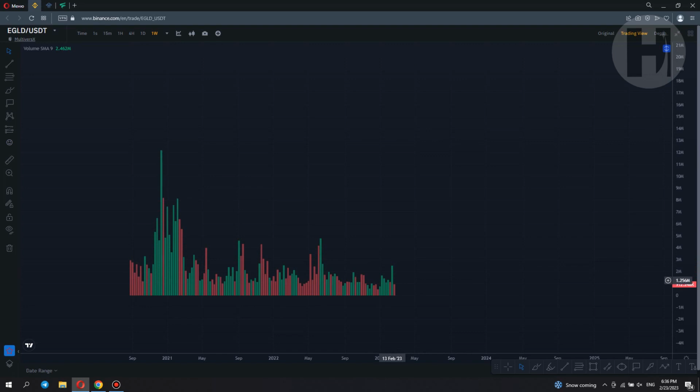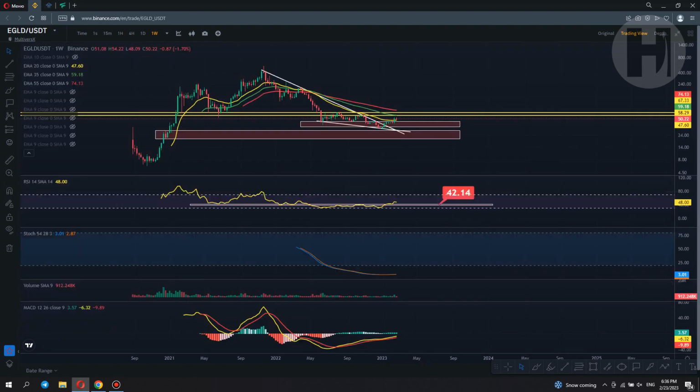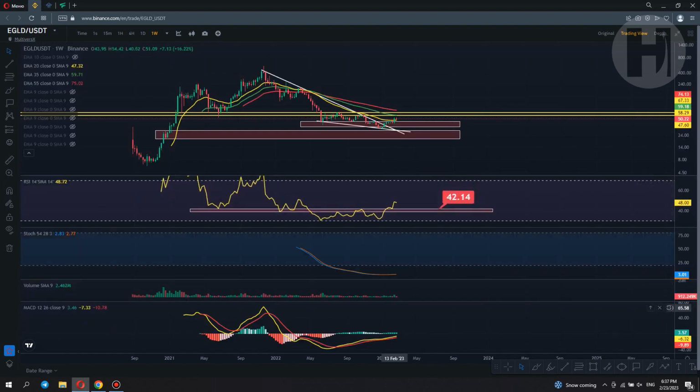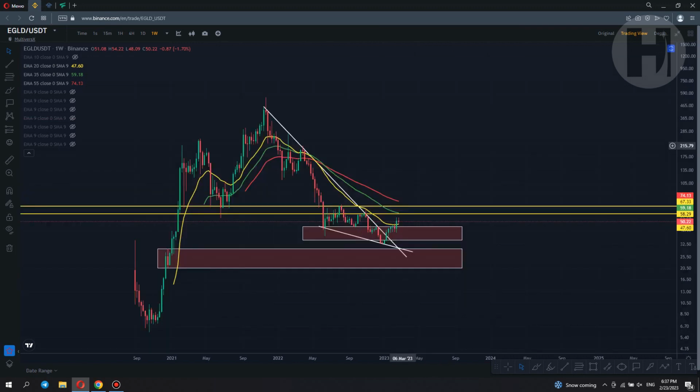That's a very, very strong sign for me, because if we don't see those big volume candles, that means people aren't interested in the project. But for Elrond, if we continue in this way, then obviously the previous all-time high is going to be just a question of time.